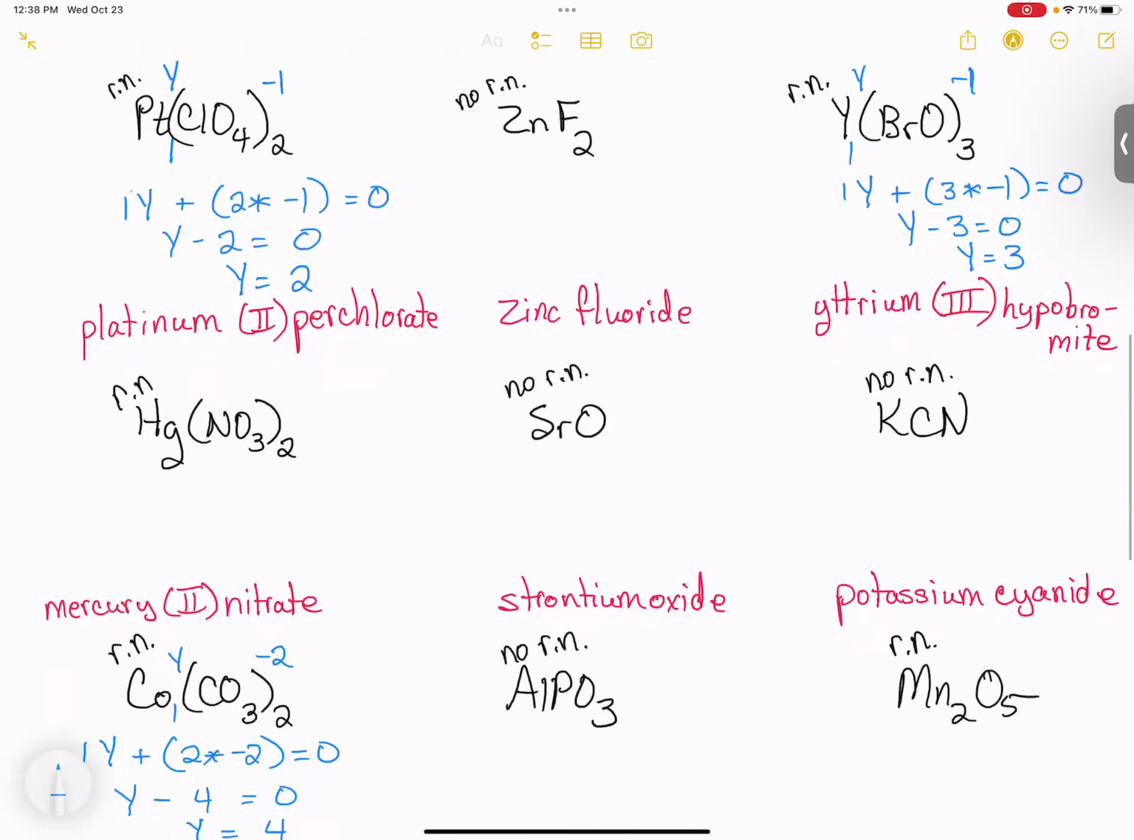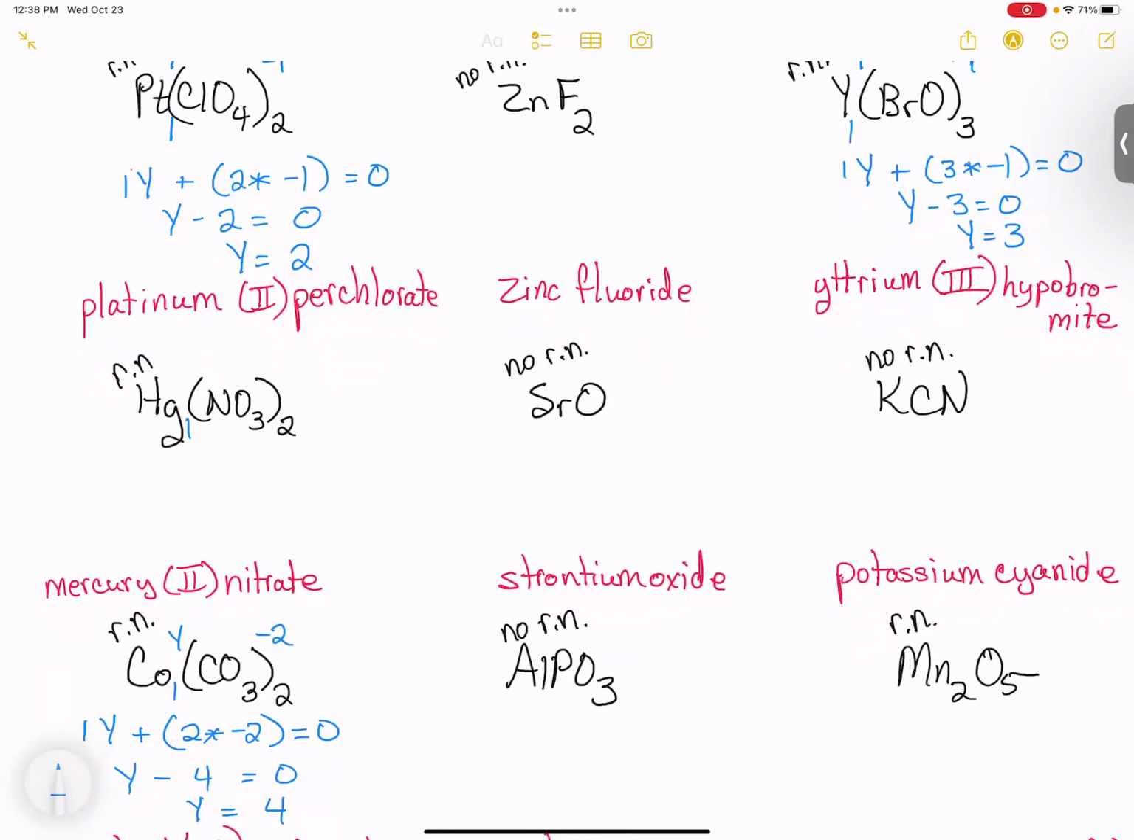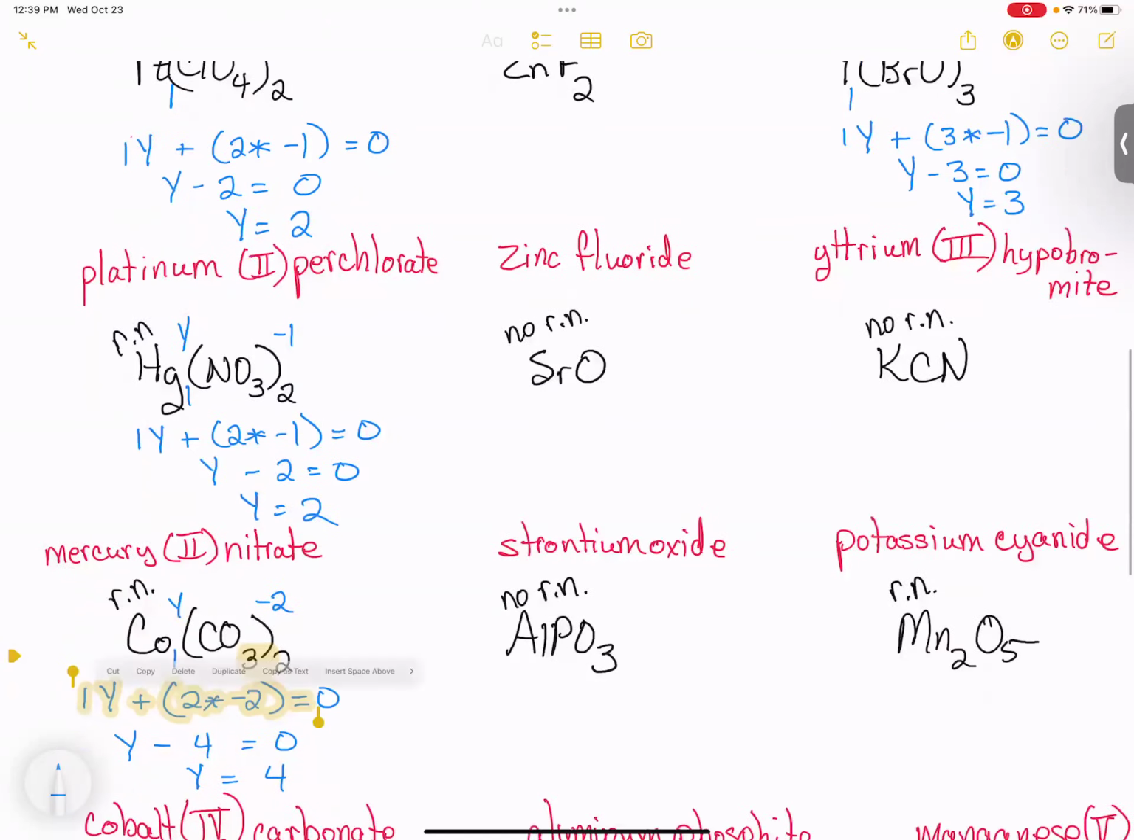Mercury. I know that it needs a Roman numeral. There's 1 mercury times Y, and there are 2 nitrates. Nitrate is a -1 charge. That's one of our polyatomics. 1 times Y plus 2 times the -1 is equal to 0, or Y minus 2 is equal to 0, so Y equals 2. You will see that I'm always using the exact same equation.